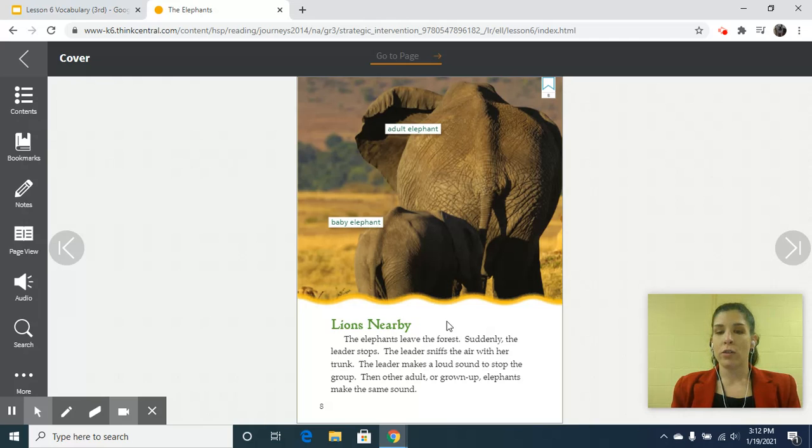Then the leader makes a loud sound to stop the group. Then other adult or grown-up elephants make the same sound. So to make sure everybody in their herd, in their group, knows what's going on. Remember, the word herd means group. So a herd of elephants is a group.